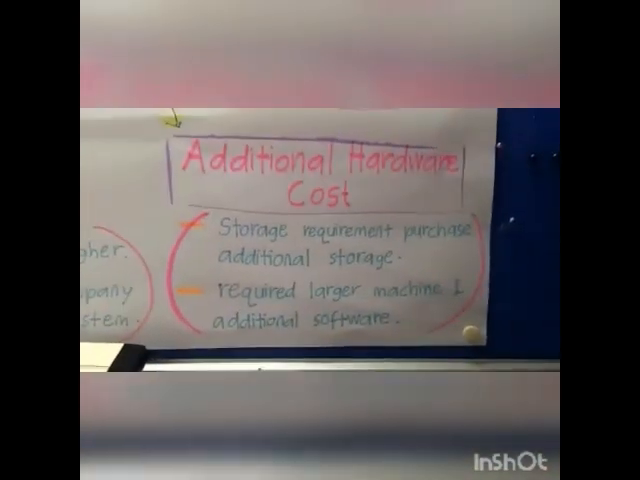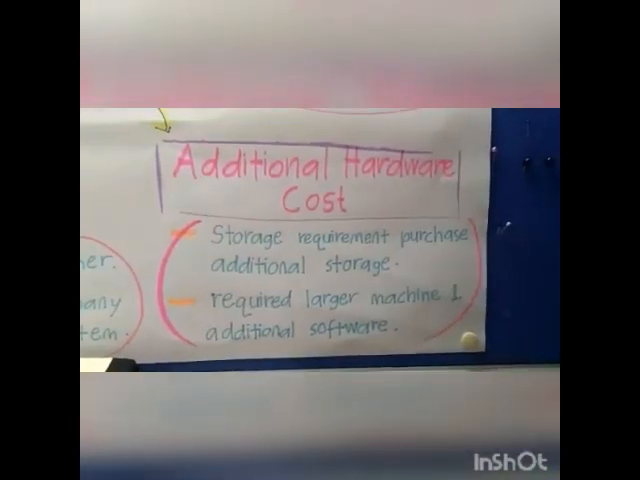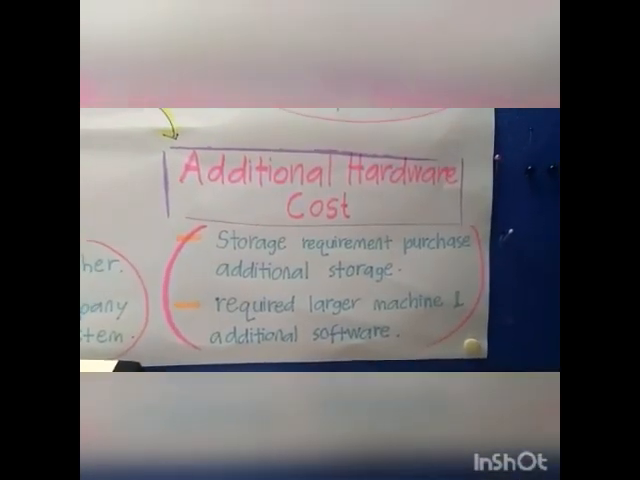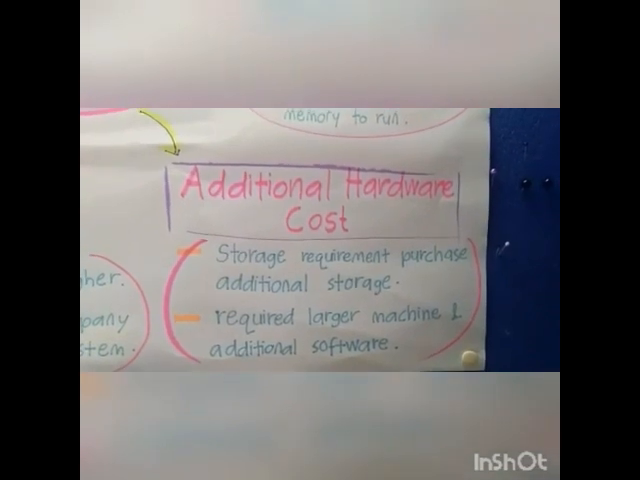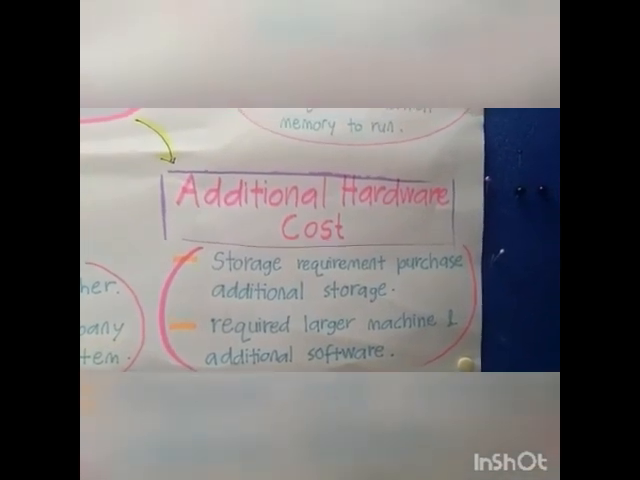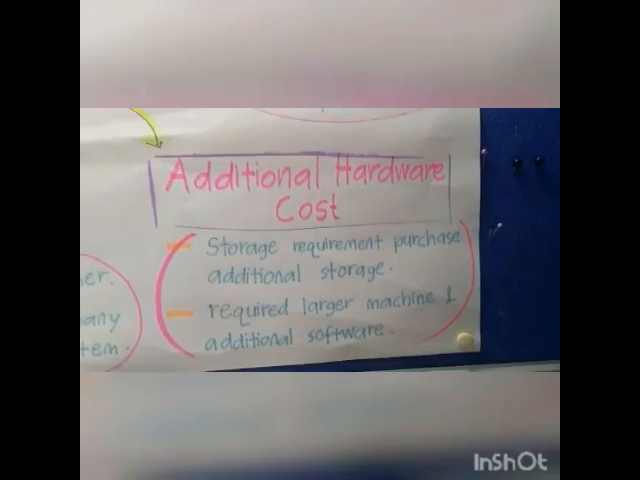The fourth one is additional hardware cost. Storage requirements for a database may necessitate the purchase of additional storage. Additionally, to achieve the required performance, a larger machine and additional hardware may also be necessary.